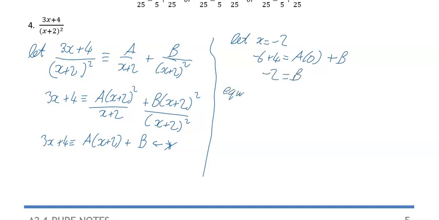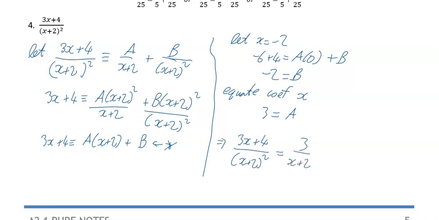And then I'm going to say equate coefficients of x, and I'm going to say 3 on my left hand side is equal to a. Yep, and that's it. So I've got my a and my b. So therefore I can say 3x plus 4 all over x plus 2 squared is equal to 3 over x plus 2, and then my b was minus 2, so minus 2 over x plus 2 squared.